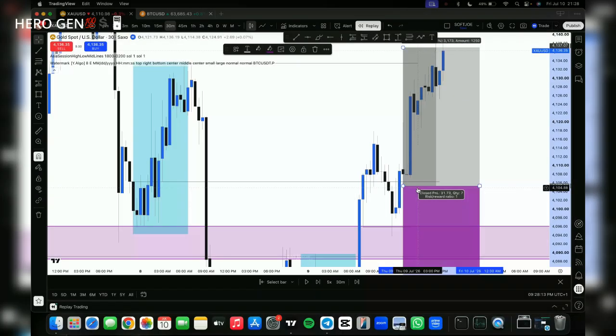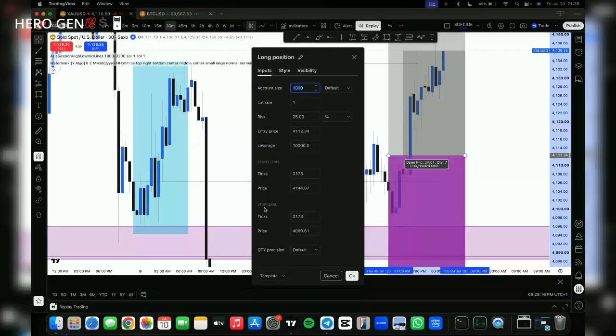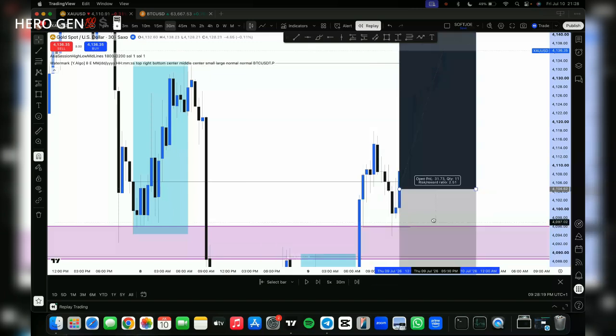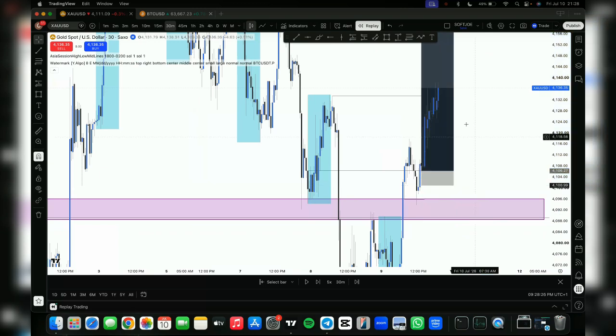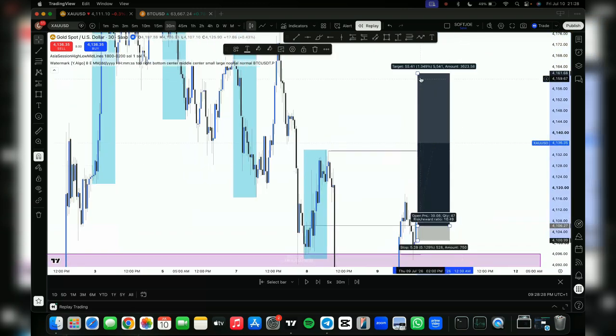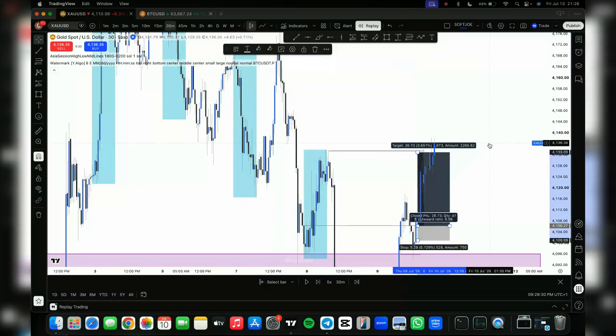Price pulled off from there. You can see how we went long from that point to take out the nearest liquidity. We went long from there to take out what? The nearest liquidity in a short period of time. That's all. And that was like 105.